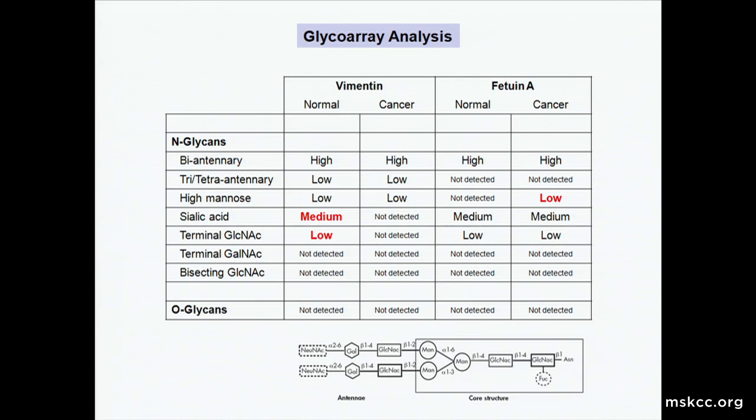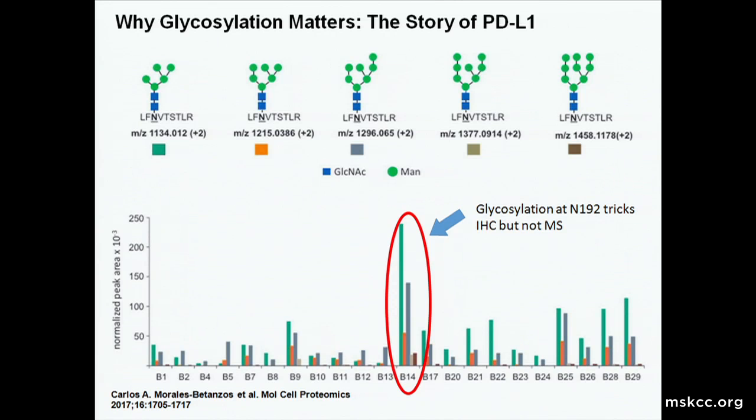And why is that important? I'll show you another example of glycosylation that just came out of Vanderbilt from our biochemistry colleagues there. And that's the story of PDL1. PDL1 is also highly glycosylated, and in particular asparagine 192 is glycosylated, which is shown here by a mass spectrometric assay that looks at the glycosylation event at this particular peptide and location.